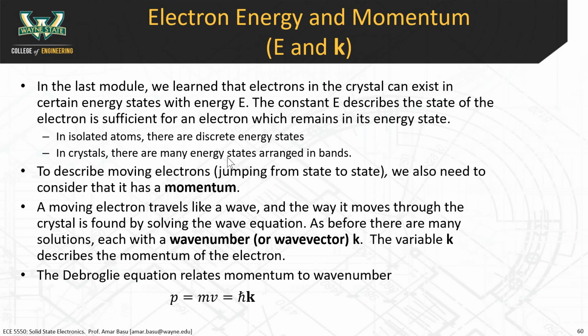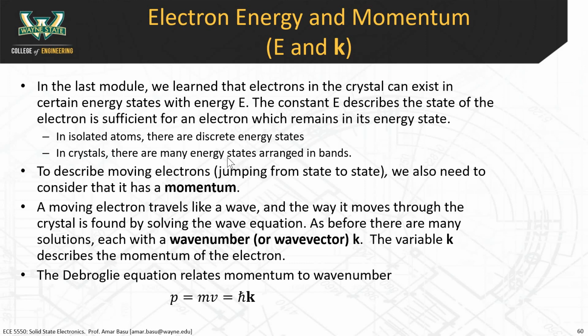Now, to describe moving electrons. So now we're talking about putting an electric field on the semiconductor, so the electrons start to move. They're jumping from state to state as they move from left to right or right to left, whichever direction the voltage is. And as these electrons are moving, we have to consider that they have momentum. So a moving electron travels like a wave. You can think about it traveling as a particle. You can also think about it traveling as a wave.